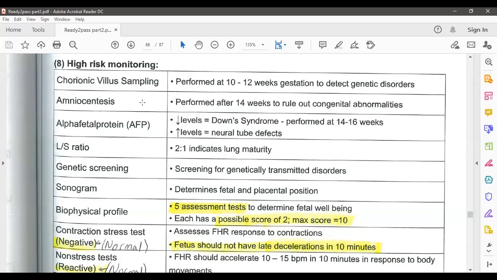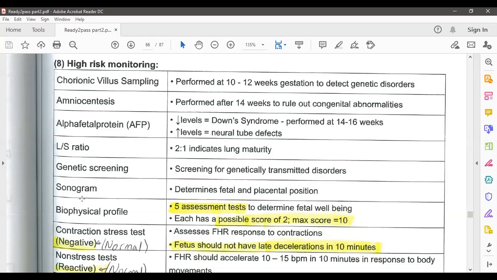Another most common test, everybody knows, is called sonogram. Sonogram means ultrasonography, right? The sonogram determines the fetal and placental position. So what is a sonogram or ultrasonogram? What are the indications and what preparation does the patient need? We should discuss that.